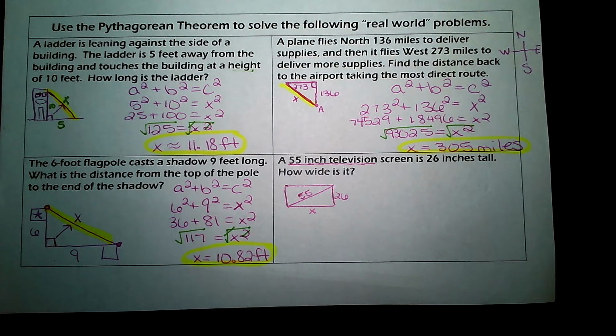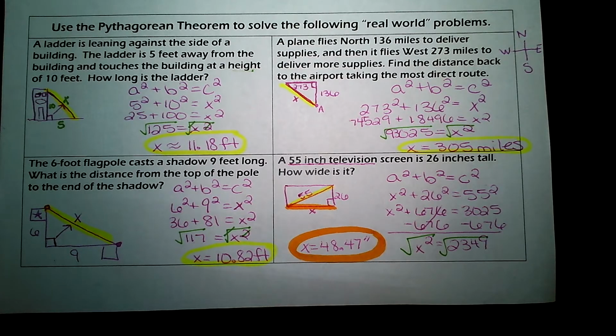All right, so we've got this 55-inch TV, 26 inches tall. How wide is it? We've got our picture drawn up. I want you to take a minute, set up your equation, and then solve. All right, let's see how this one went. I got that the width of this television is 48.47 inches long.